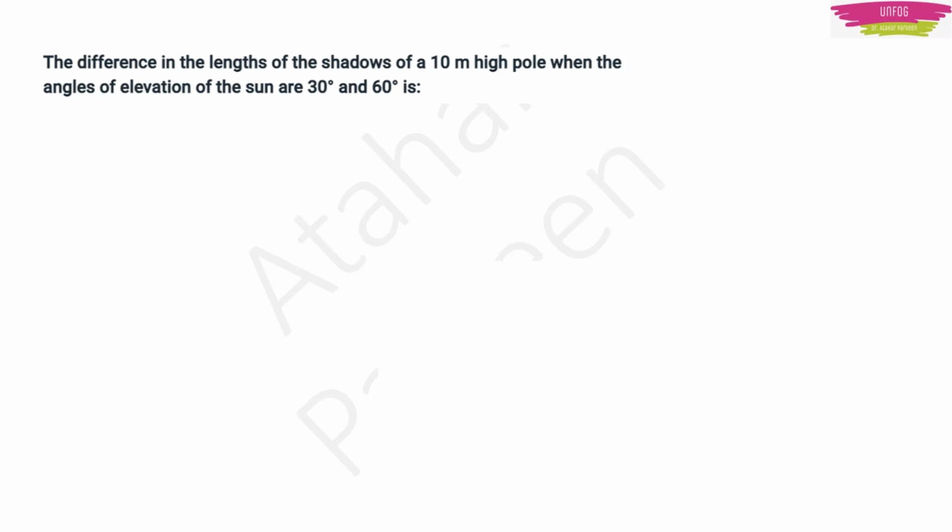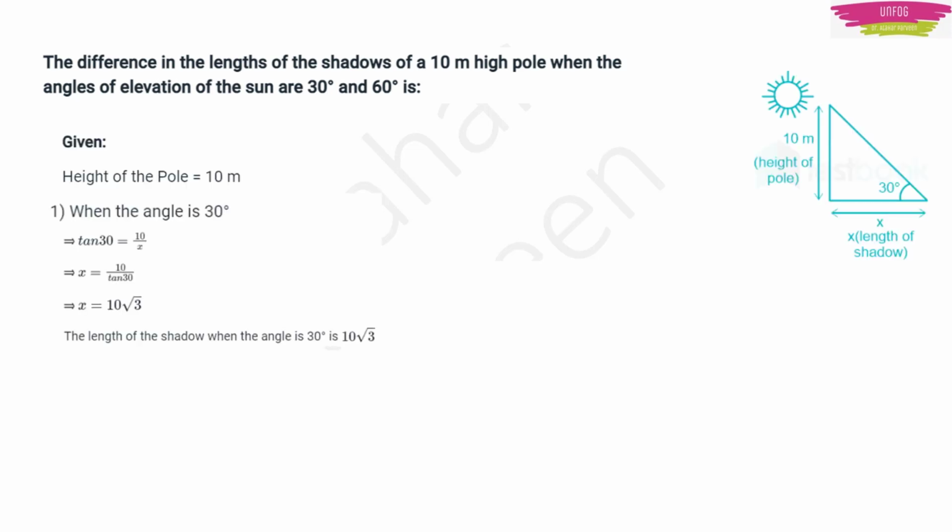Here they are talking about the shadows of a pole. So in first case they are telling that the angle of elevation is 30 degree and for them the object is sun now. So height of the pole is given as 10 meter. The angle of elevation is 30 degree. Just to put tan 30, it will be equal to the height upon the length of the shadow. The length of the shadow is x, we don't know, isn't it? We will find it now. So tan 30 will be equal to 10 upon x. So with this we get x is equal to 10 root 3 because tan 30 is 1 upon root 3.